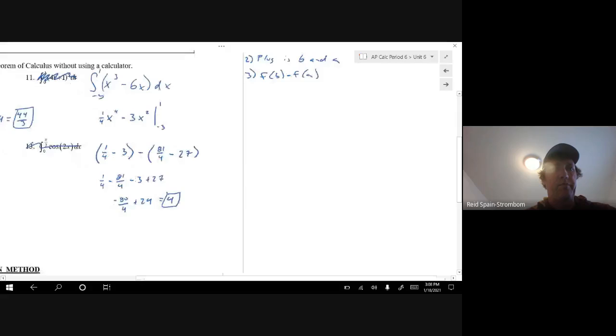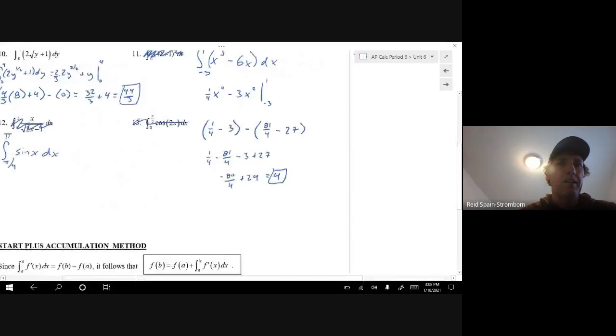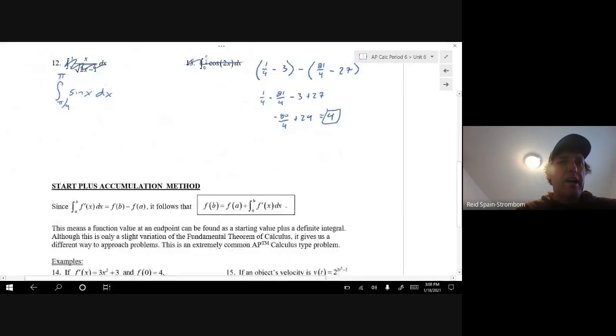Let's do one more. So we're going to look at the integral of sine of x dx from pi over 4 to pi. And we are going to integrate that. So the integral of sine is going to be negative cosine. And we're going to plug in pi over 4, and we're going to plug in pi.